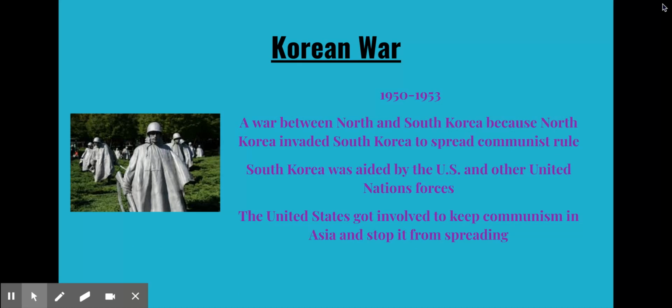The next international conflict discussed is the Korean War, which started in 1950. This was a war between North and South Korea because North Korea invaded South Korea to spread communist rule. The United States got involved, among other United Nations forces, to keep communism in Asia and stop it from spreading.